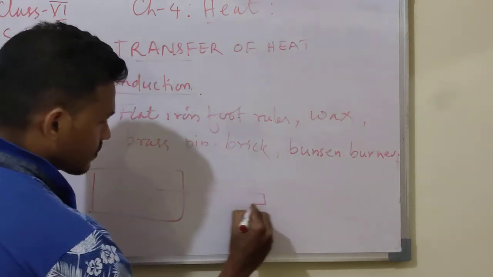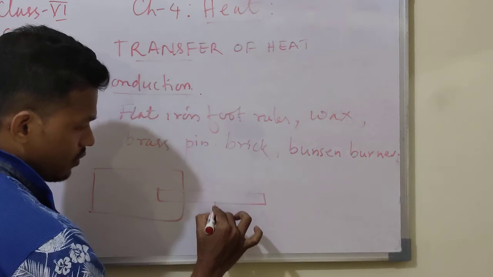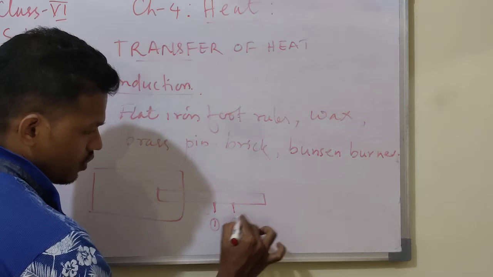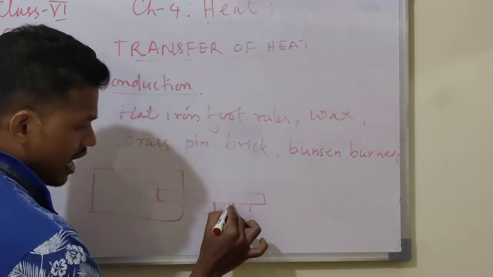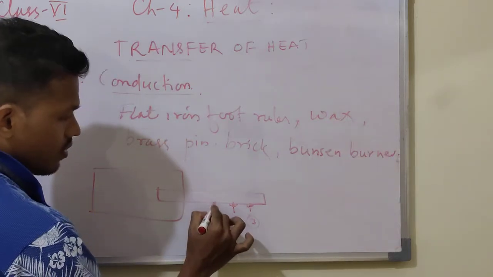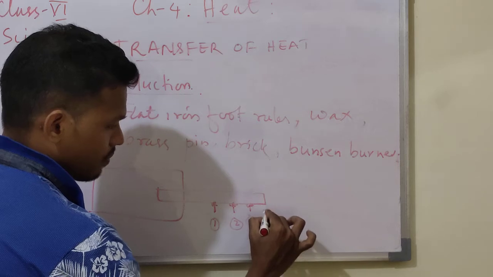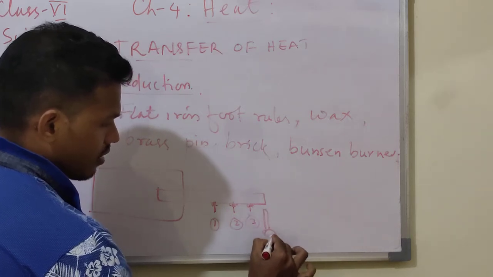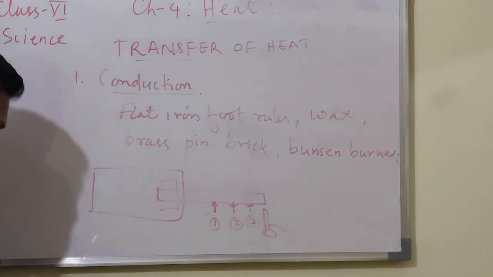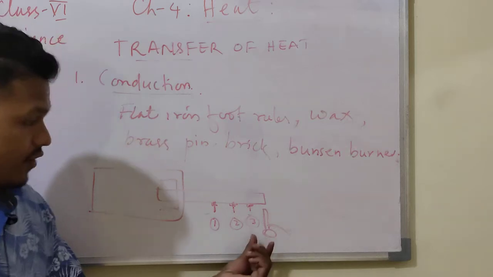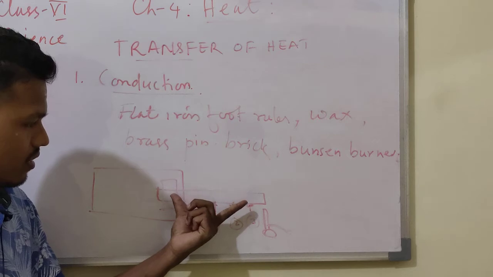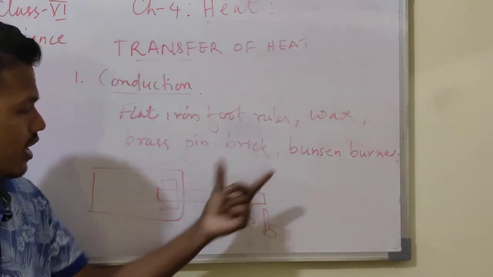Keep pin number 1, then pin number 2, then pin number 3, with the help of wax. After that, you place a burner at one end, with the help of gas, and you keep a brick. After supplying some heat, slowly the heat will transfer along the ruler. Initially this flat iron foot ruler is cold.